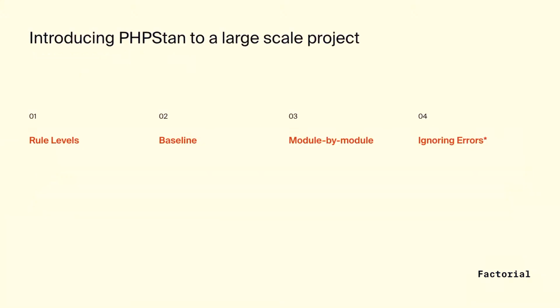Okay, now to the fun part, some experience that we made. How do you actually introduce PHPStan to a large-scale project? There are 4 things I would like to talk about. That's rule levels, generating a baseline, going module by module, and then ignoring errors, but with an asterisk.